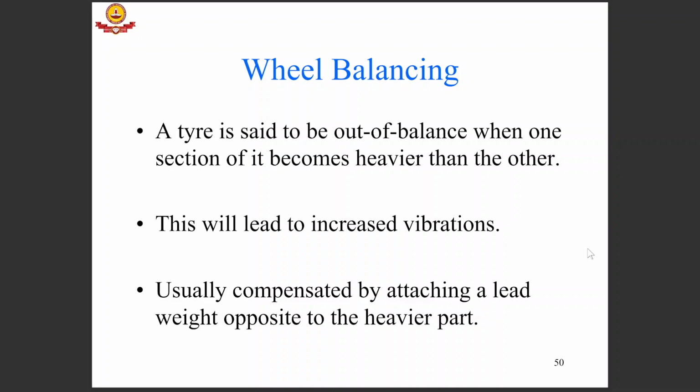So what is wheel balancing? A tire is said to be out of balance when one section of it becomes heavier than the other. This would lead to increased vibration, and it is usually compensated by attaching a weight opposite to the heavier part, so that the weight is appropriately distributed.